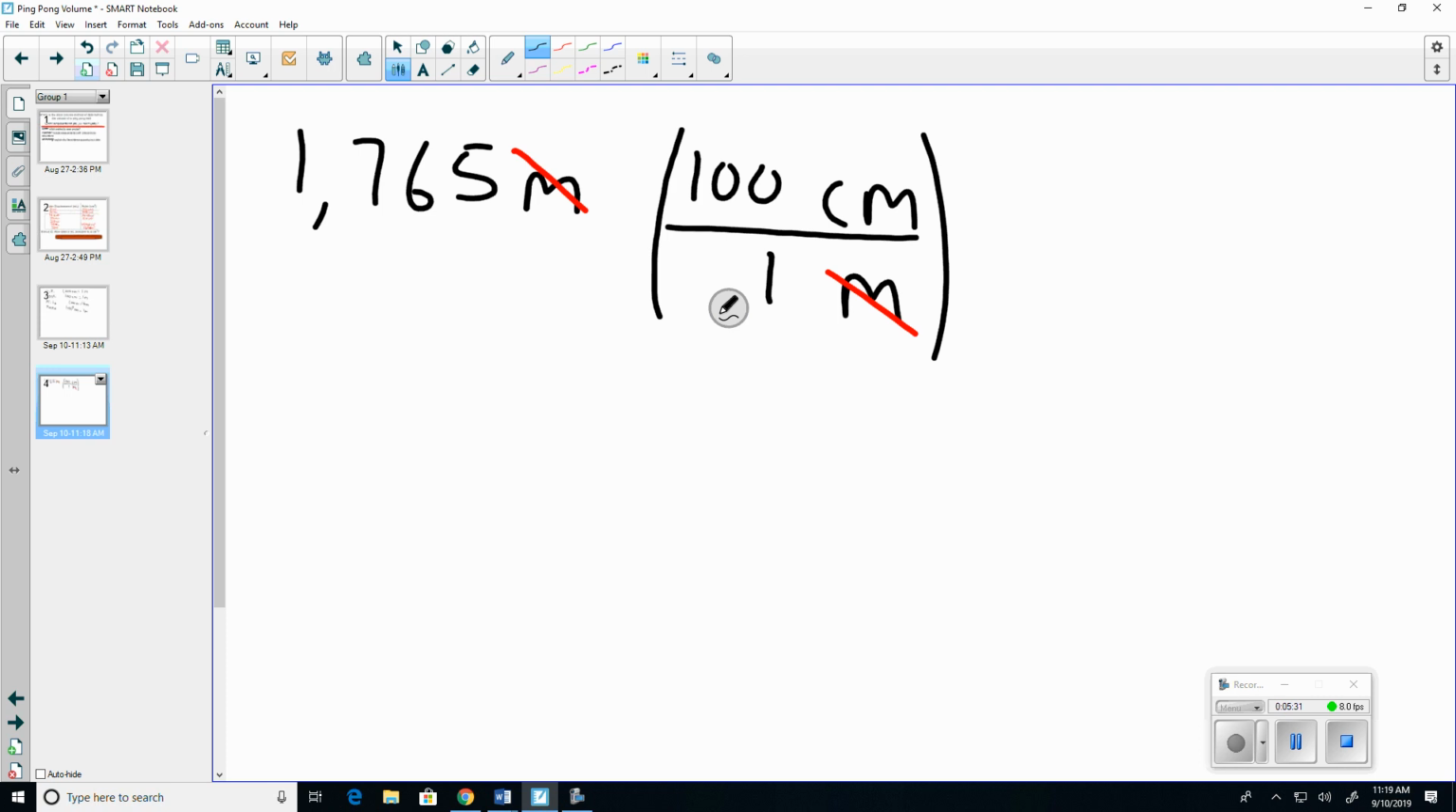Once you set up your conversion factor, you solve. For some students, they can multiply by 100 in their head. For some students, they're going to move the decimal because that's what they've been taught. I'm fine with that. Some students actually type it into their calculator. However you want to do this, 176,500 centimeters would be your answer to this first one.